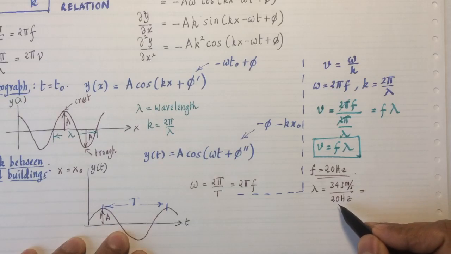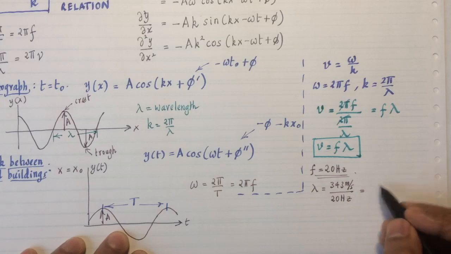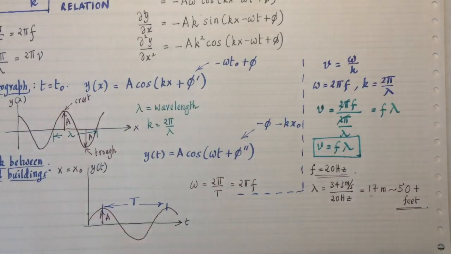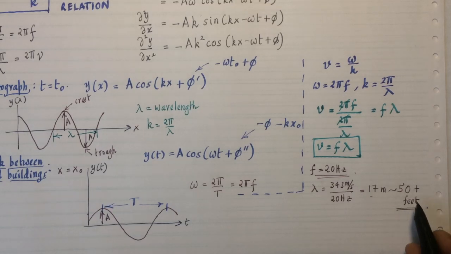343 over 10 is 34.3, and 34.3 over 2 is something like 17 meters, and that's about, I don't know, 50 plus feet. So your room should measure at least 50 feet in size, okay? And most people don't live in houses where the music room is 50 feet in every direction. That's a very big music room. It's almost like an auditorium.